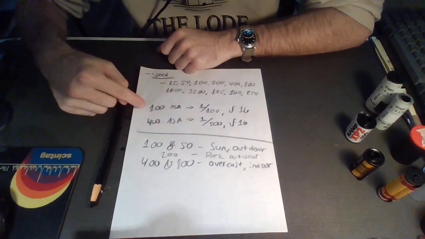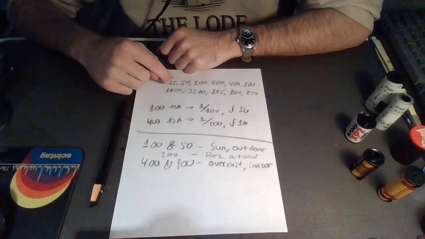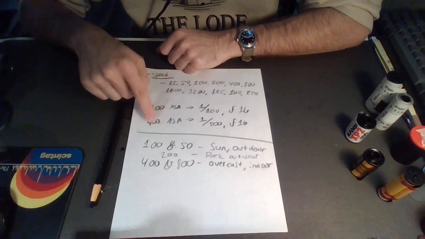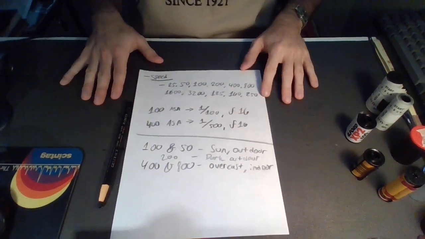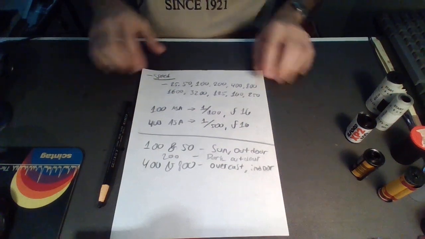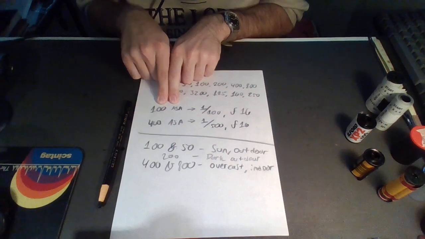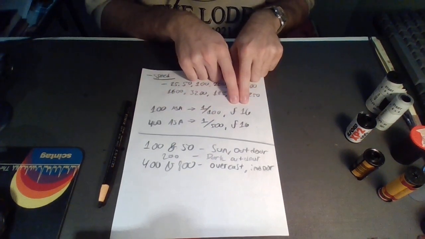Well, again, as you might have assumed, that 400 speed film is 4 times as fast or 4 times as sensitive as that 100 speed film, which means it's going to require 1/4 the amount of light. So, like I said in the last episode about the Sunny 16 rule, to get proper exposure for 100 ASA film on a sunny day, you set your camera to 1/100th of a second at f16.